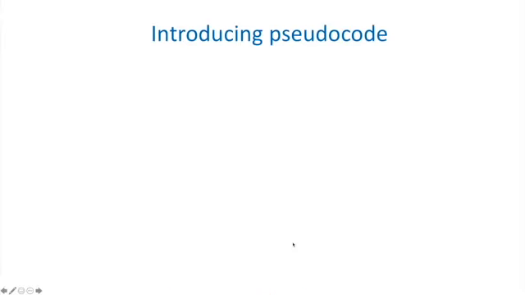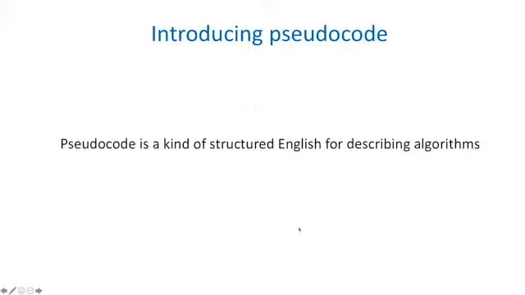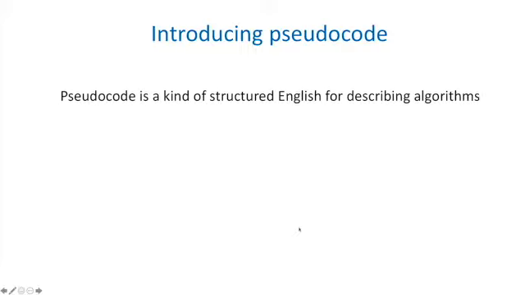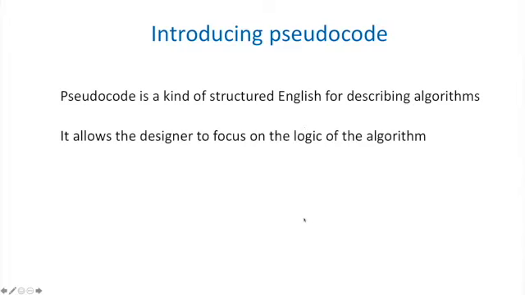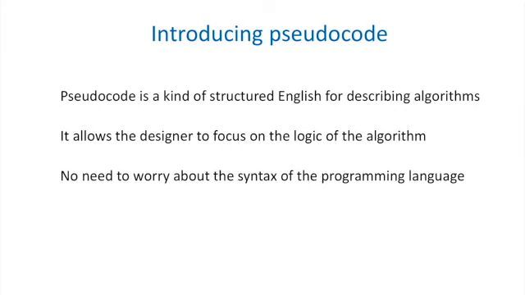So, introduction to pseudocode. What is pseudocode? Pseudocode is a kind of structured English for describing algorithms. It allows the designer to focus on the logic of the program. So what does this mean? This means there is no need for you to worry about the syntax of the programming language.